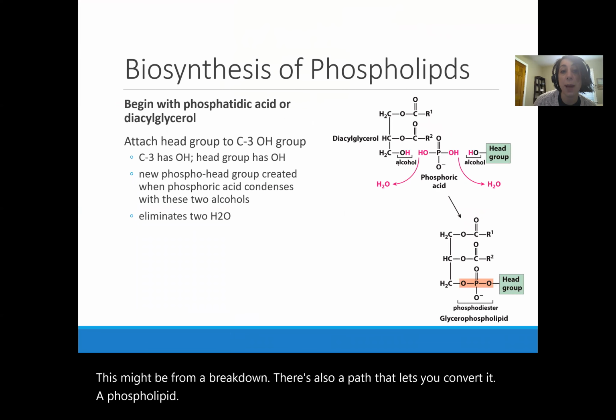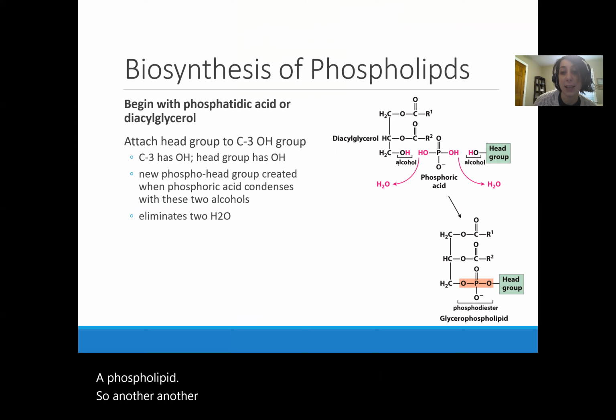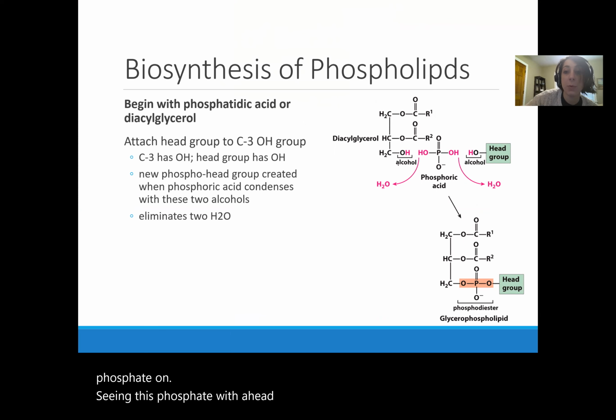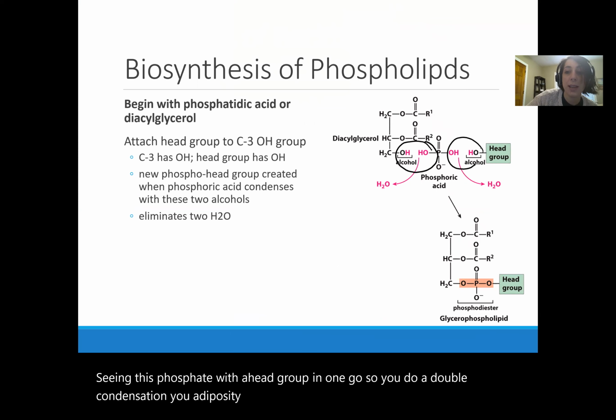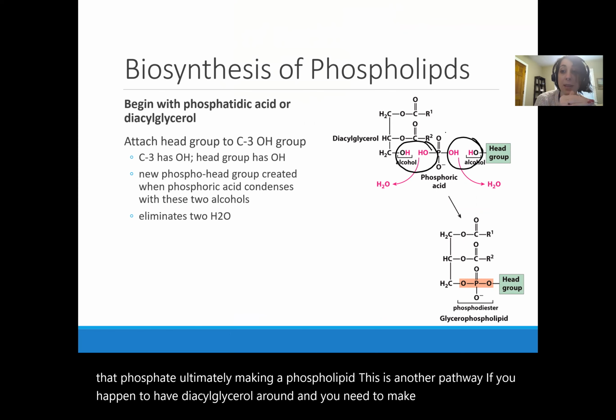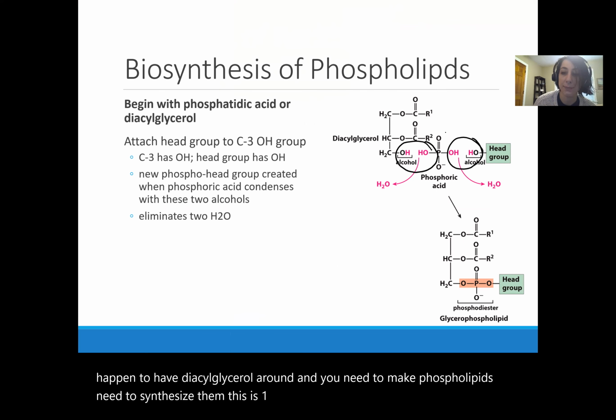So another path allows you to take diacylglycerols and attach a phosphate on, condensing this phosphate with a head group in one go. So you do a double condensation: you add a phosphate group on, and you add a head group on to that phosphate, ultimately making a phospholipid. This is another pathway. If you happen to have diacylglycerol around and you need to make phospholipids, this is one route that can be taken.